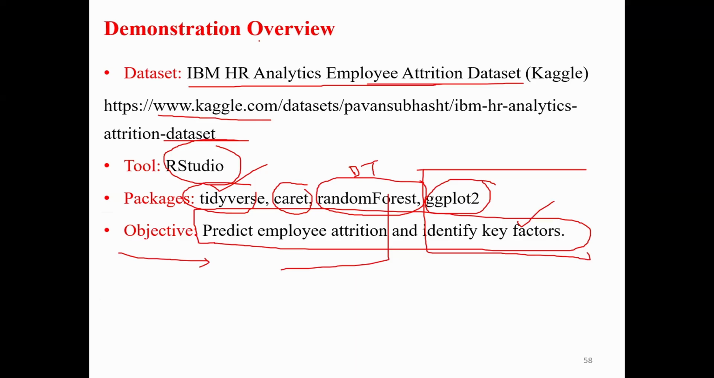Okay, note down. So for prediction, we have to predict the employee attrition rate and the identification of the key factors. That is the role of the random forest. So what is random forest?